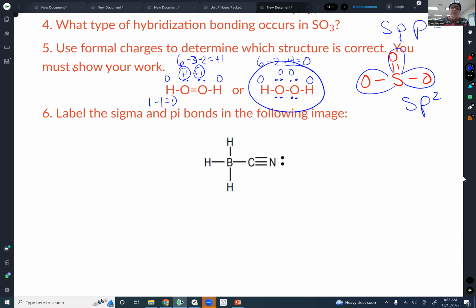Okay, label the sigma and pi bonds. Sigma bonds are all the single bonds. They are also always the first bonds. The pi's are the ones that come secondary and tertiary, third. So we count up how many there are. The sigmas, there are 1, 2, 3, 4, 5. And then the pi bonds, there would be 2 of those.